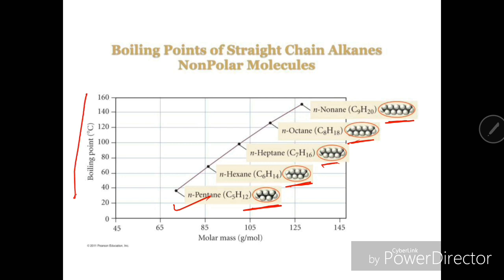You can see in this graph the boiling point is increasing. The n-pentane, which is smallest in size, having the smallest surface area, having the least dispersion forces, and therefore it has the least boiling point, whereas this n-nonane is biggest in size, it has the biggest surface area, and therefore it has the strongest dispersion forces, so its boiling point is maximum.